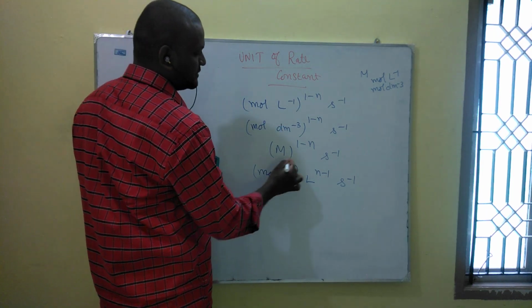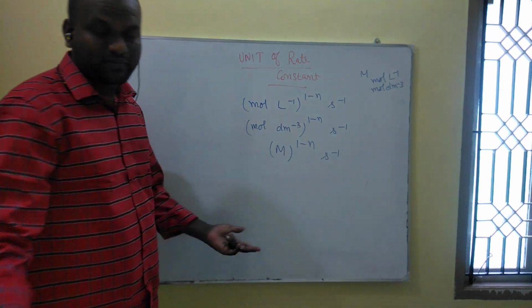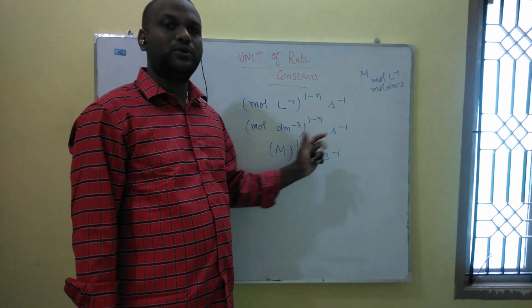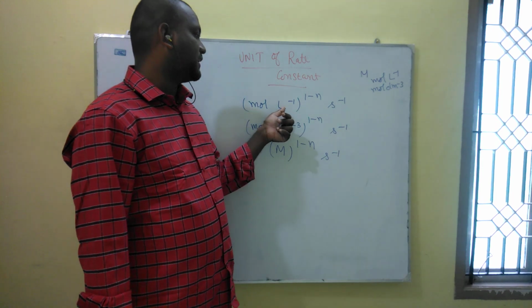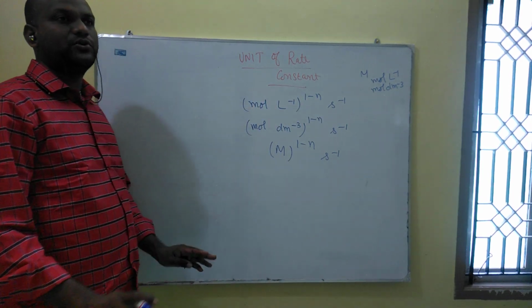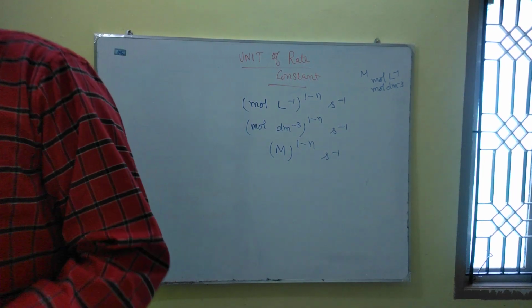We may have some confusion about which has 1 minus n and which has n minus 1. Sometimes we may write wrongly 1 minus n, n minus 1, and substitute in the wrong manner. So simply you follow mole per liter power 1 minus n per second. So it gives you a general relationship for the unit of rate constant.